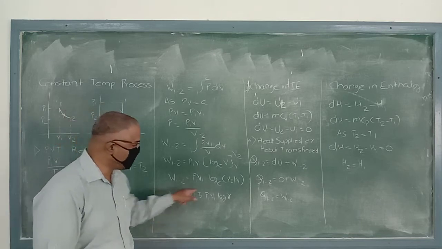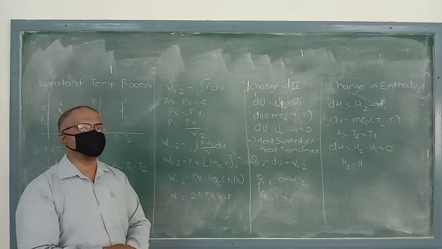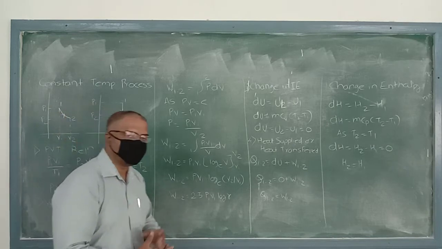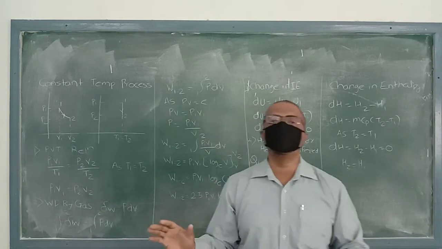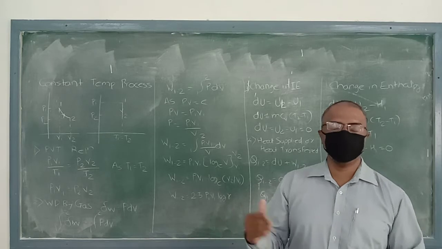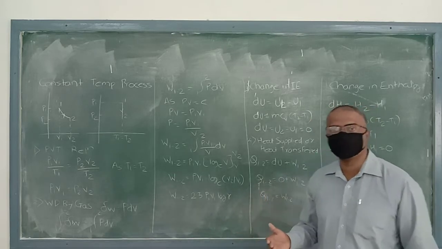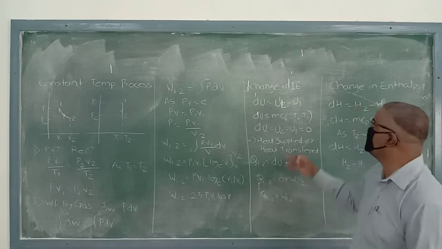So this is the work done during the isothermal process. Now next point, change in internal energy. As I have discussed, there is no kind of change of internal energy, so we have to prove that. So how does it come? We know that dU is equal to mCv (T2 minus T1).